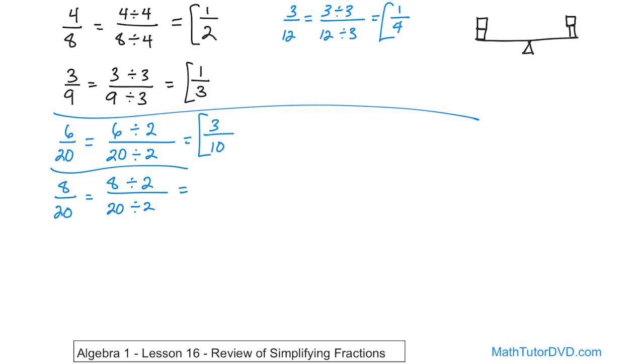What is 8 divided by 2? That's 4. What is 20 divided by 2? That's 10. So I think I'm done. But then I look at this fraction and I say, wait a minute, this one's not fully simplified. I can actually simplify that one even further.